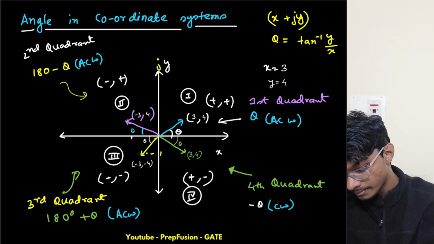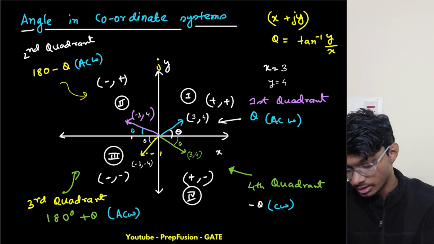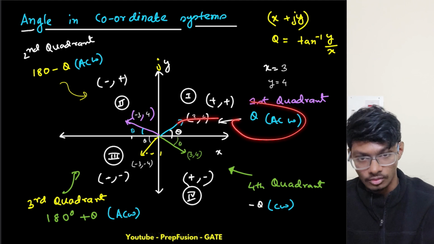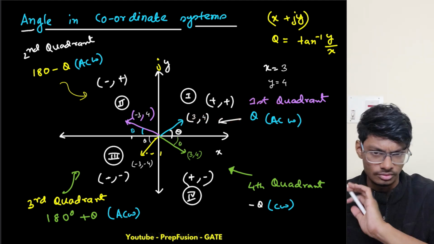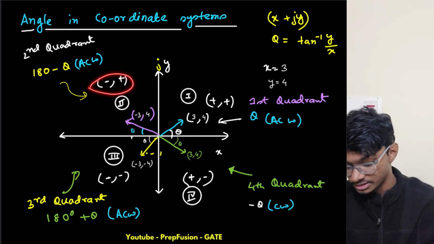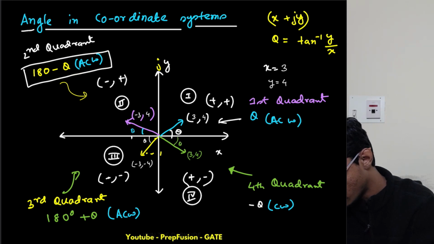This is the first quadrant, and for the first quadrant, my x and y are both positive, so my angle is only theta, simple, tan inverse y upon x, no issues with that. Now if my x is negative and my y is positive, like this one, then my angle is 180 minus theta, in the anti-clockwise direction, and we will always use anti-clockwise only.